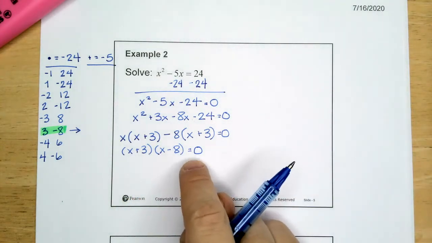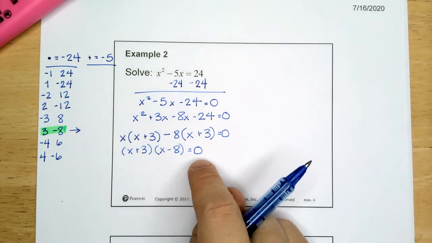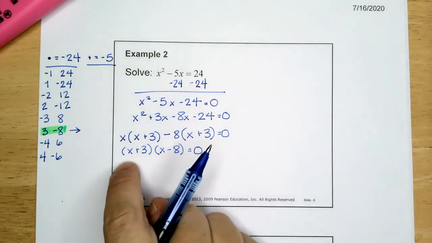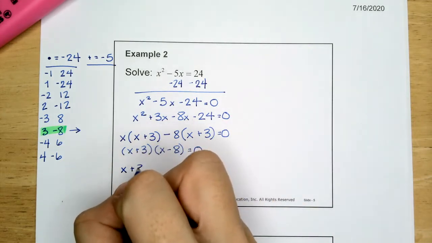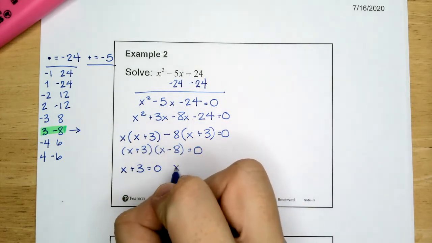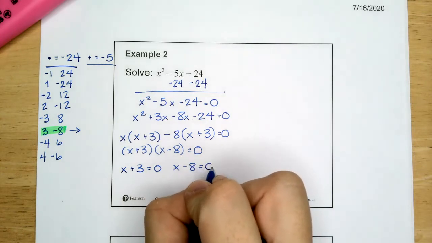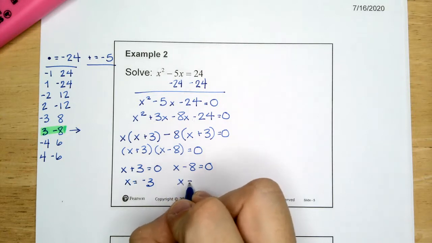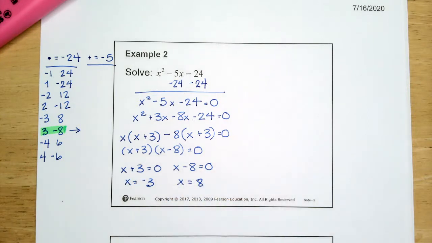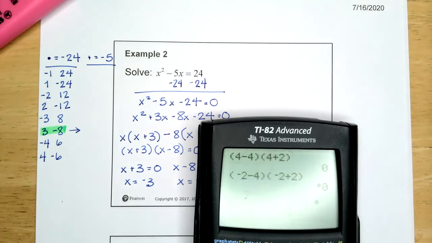So the only difference between this and what we're doing in other classes is now it's equal to 0. So now I'm going to set each of those equal to 0. X plus 3 is 0. X minus 8 is 0. So here x is -3. Here x is +8.